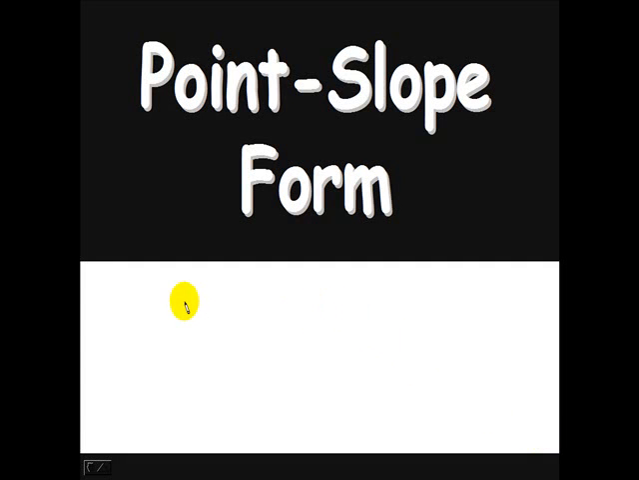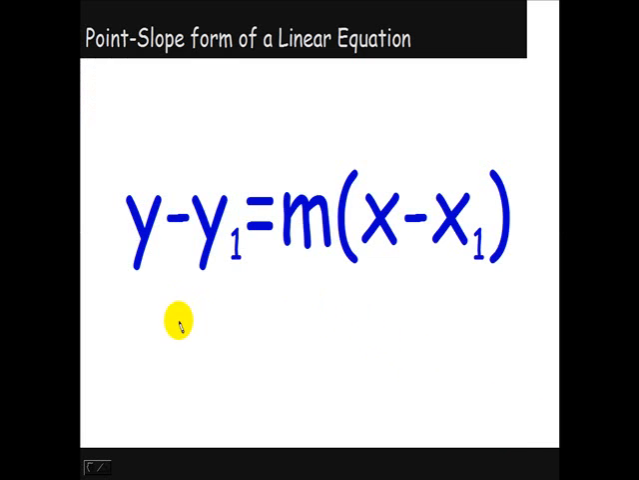This lesson is titled Point Slope Form. In point slope form, we have y minus y1 equals m times x minus x1. M is always the slope, so when you see an m, we're thinking slope. x1, y1 is just a point on the line. So it's any point on the line.